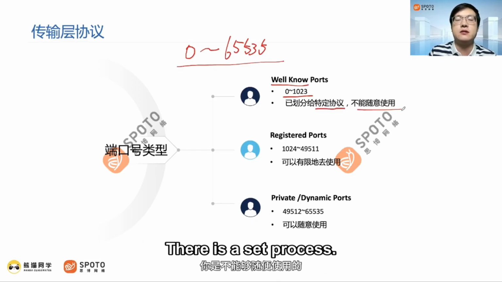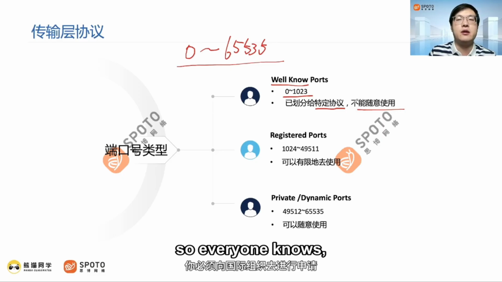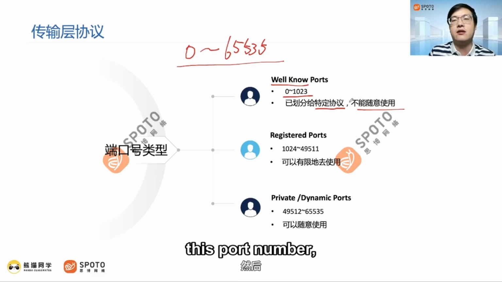There is a set process. After the application, they will make it public, so everyone knows that this port number belongs to this protocol. Then they add it to their list. Anyway, you can't just mess with these.